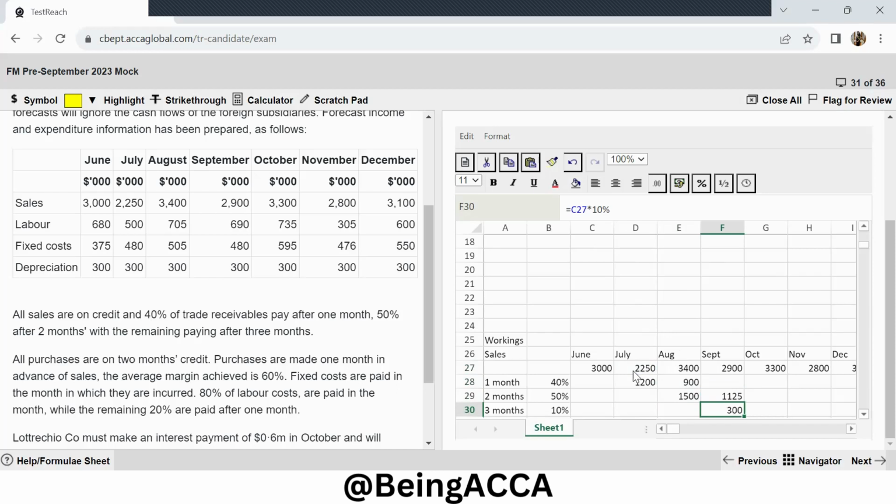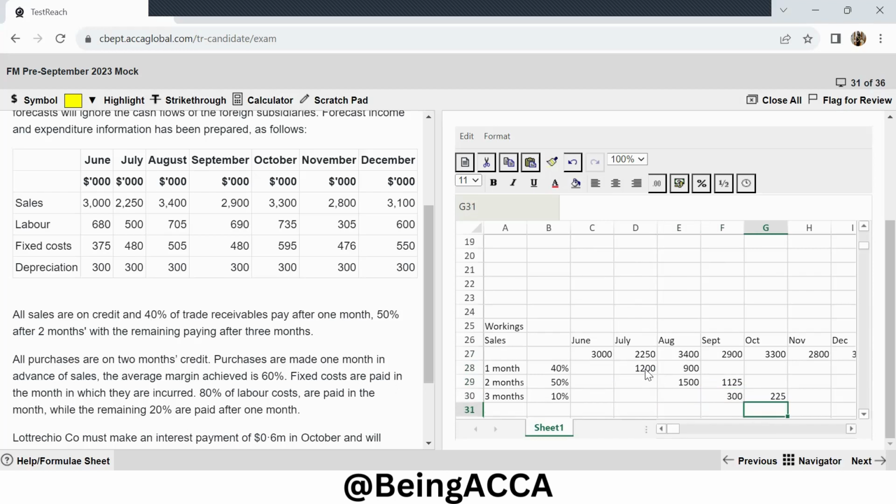So this will come out to be 1125. And then for the third month, 10% of July's receivables will be these many. So this is 225. Now let's go for the month of August. So for the month of August, after 1 month, I will be getting 40%, right? And then after 2 months, I will be getting 50%.